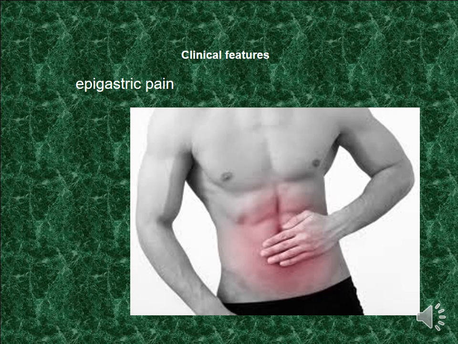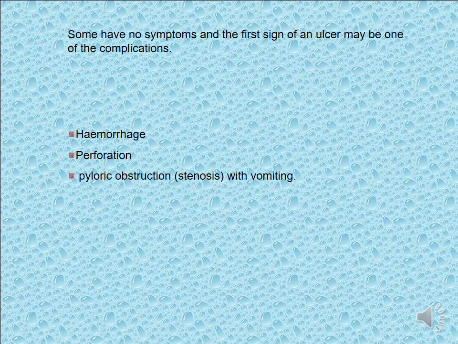The clinical features of peptic ulcer: the first and most important symptom is epigastric pain, pain in the area of the stomach in the epigastric region. Some have no symptoms, and the first sign is a complication of the ulceration. There are many complications of peptic ulcer, which may be the first sign of the disease, like hemorrhage, perforation, and pyloric obstruction, stenosis with vomiting.